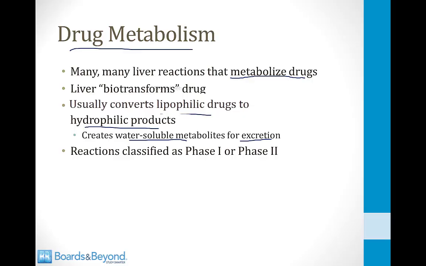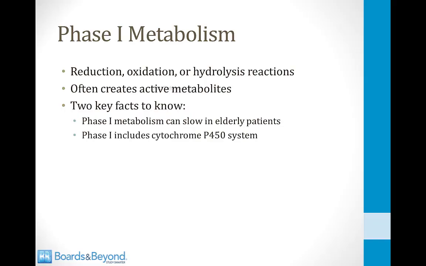And there are two general classifications for all the different reactions that occur in the liver with drugs, and that is the phase 1 reactions and the phase 2 reactions. So the phase 1 metabolism reactions are generally reduction reactions, oxidation reactions, or hydrolysis. And you don't really need to know the organic chemistry of all this. You just need to know the names of the types of reaction. One thing you should know about phase 1 metabolism is that it often creates active metabolites. So the products of these reactions are usually not ready for excretion and they're usually still active.